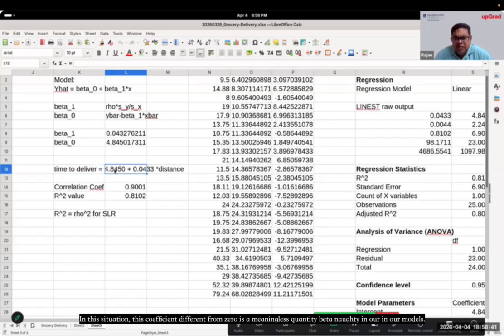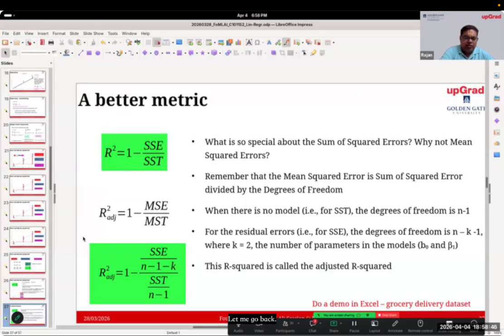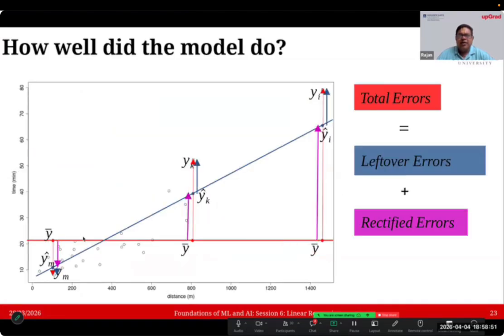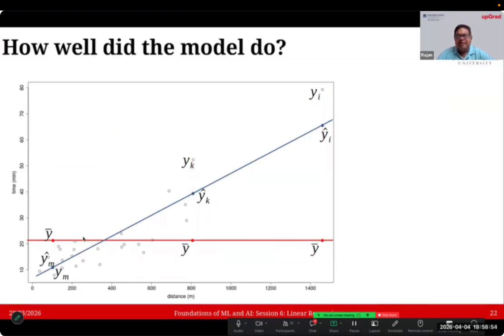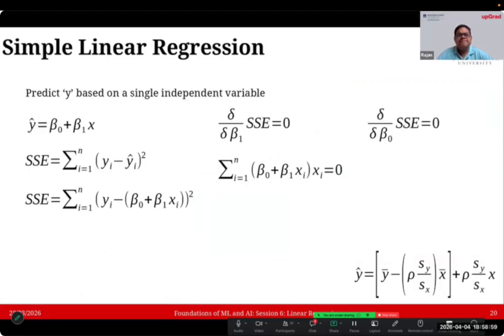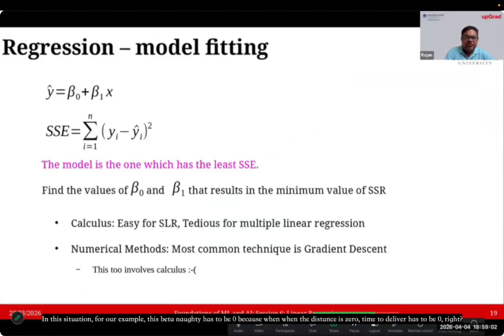Okay, I can see what's in the chat. Beta naught in our model. However, what we'll do is we'll first start with these 5 variables, and we are going to do what is called stepwise regression. What is stepwise regression? We will start with a very simple model.